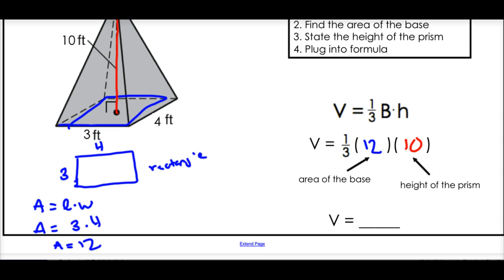And now let's do a little magic. We're going to take our calculator and we're going to put 1/3 times 12 times 10. And when we do that, what do we get? 40. Don't forget your unit. This is in feet. And as we said before, to the 3rd power because it's 3-dimensional space. Let's move on to a cone.